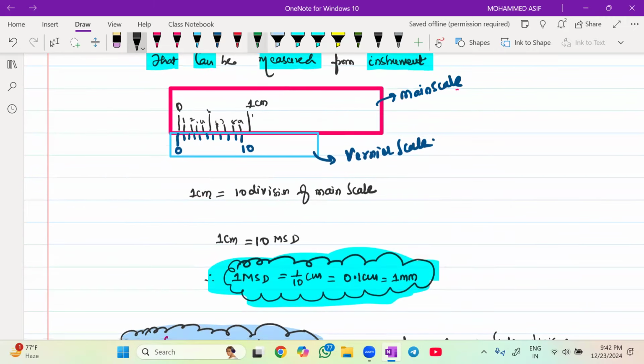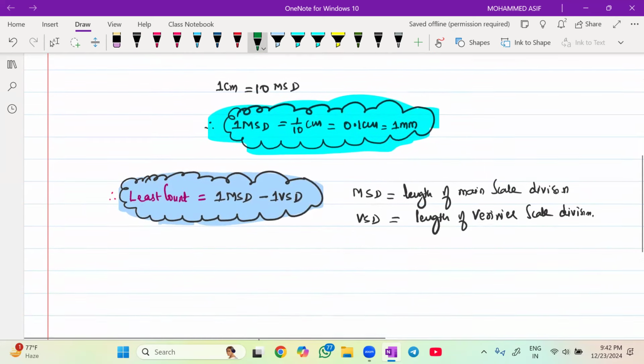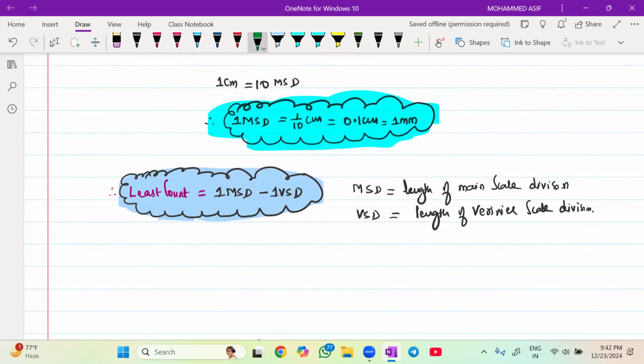From here to here, if you see it very carefully, 0 to 1, this distance is nothing but equal to 1 mm. Am I clear? 0 to 1 or 1 to 2, this distance is equal to 1 mm. So in the main scale, from 0 to 1 centimeter, we are having 10 divisions. That is the reason. 1 centimeter is equal to 10 main scale divisions, and 1 main scale reading is equal to 1 by 10 centimeter or 0.1 centimeter or 1 mm. Therefore, least count will be equal to 1 MSD minus 1 VSD. Am I clear with everyone?